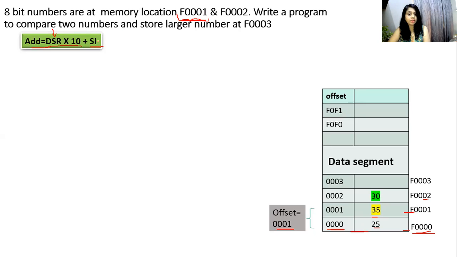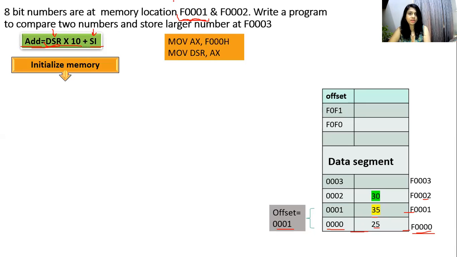We have to enter this offset 0001 in SI, and the number should be such that when we calculate, finally whatever we get should be equal to F0001. So suppose SI is, as we have already assumed, 0001, then what should we transfer in DSR so that, if we use this formula, we get F0001? For that, it is very simple, we have to initialize memory.